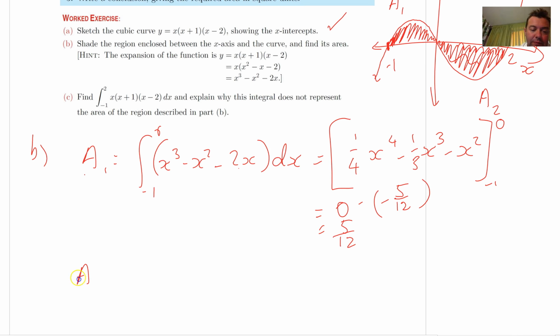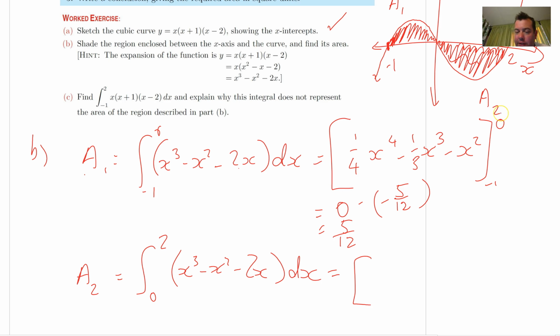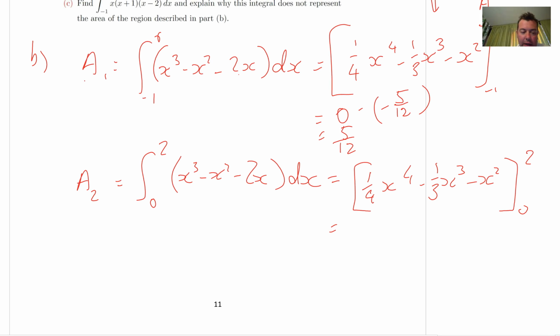Area 2 equals the integral, this time from 0 to 2 of the same thing, of x cubed minus x squared minus 2x dx. Okay, and I could just reuse that same thing and change the bounds. We can do it, that's fun. 1/4 x to the 4 minus 1/3 x cubed minus x squared, this time between 0 and 2, and what do I get there? Well, hang on, I'm going to press pause and work this out, save the video time.